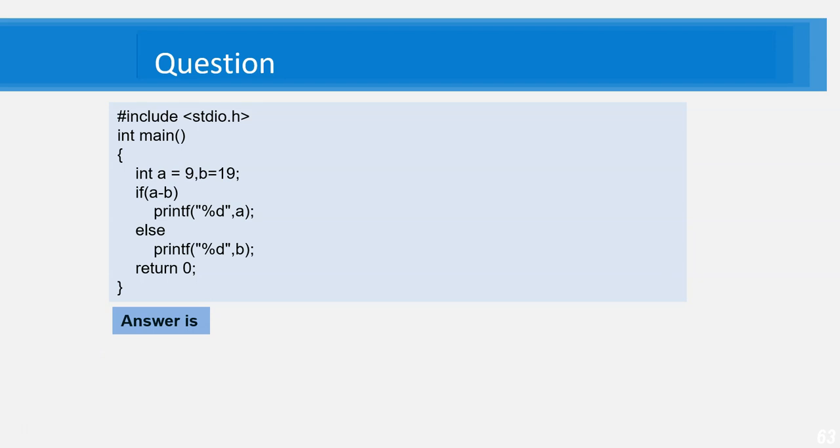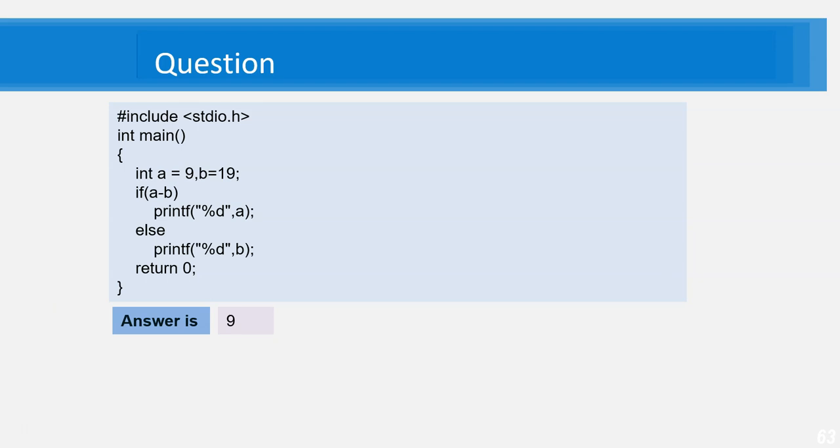So we have integer A is 9, B is 19, right? And we are saying if A minus B, printf A, else printf B. So in this particular question, you can guess the answer, you can pause the video here and guess your answer. And then we'll discuss the answer. So if you look at it, the answer is 9.